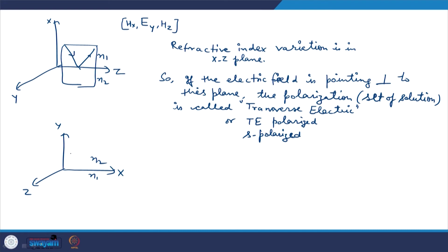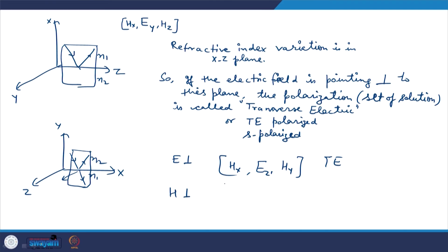If the wave is incident like this and getting transmitted like this, you make a plane of incidence. If the component of electric field is perpendicular to it, then you can have Ez. What are the components remaining? Hx and Hy. This is TE. If the magnetic field is perpendicular, then you have to have Hz, and what is remaining here? Ex, Ey. This is transverse magnetic.